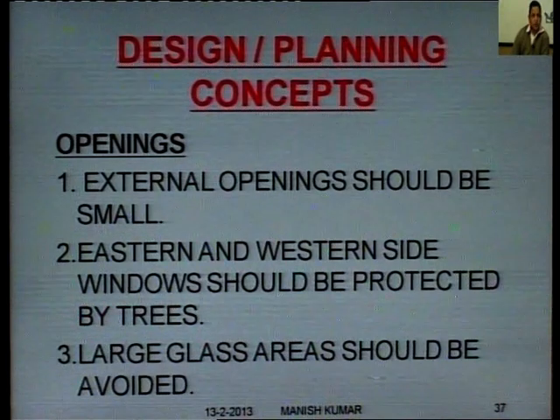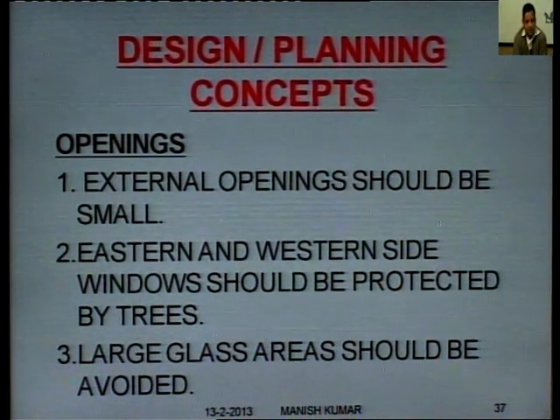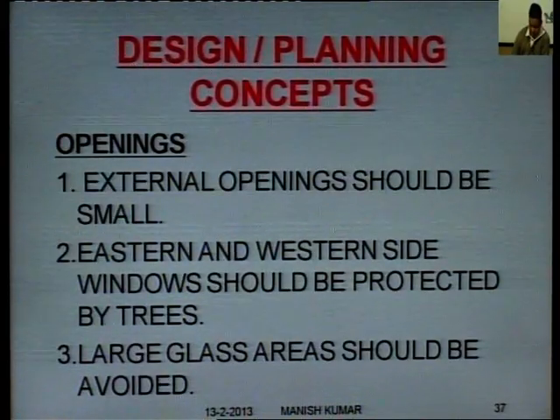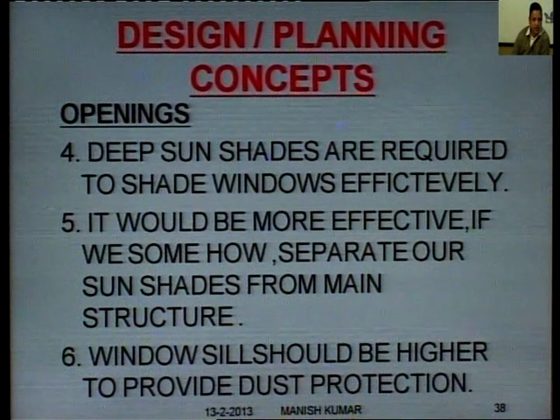Next point is openings. External openings should be small, as we have already seen. Eastern and western side windows should be protected by trees. Large glass areas should be avoided, as glazed areas trap heat, so it will be very difficult for this type of climate. Deep sunshades are required to shade windows effectively. To completely shade the window, we need deeper chhaja projections and sunshades.